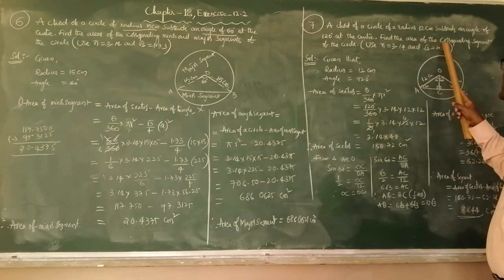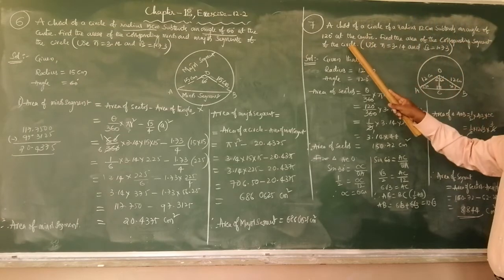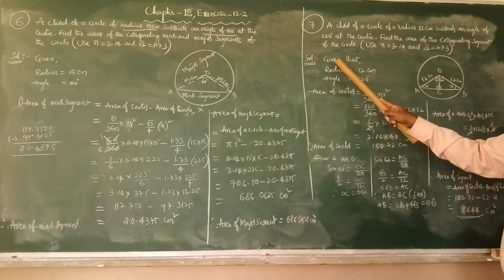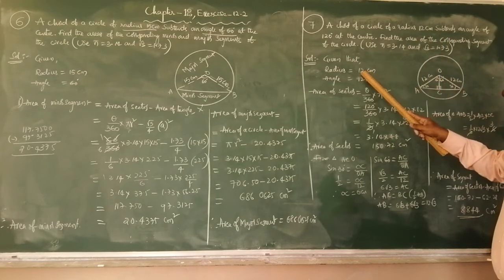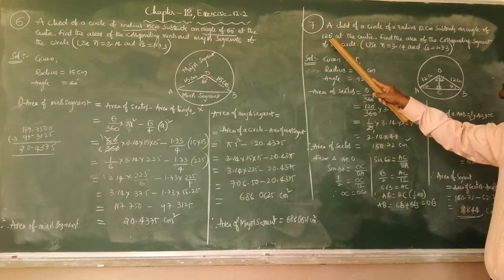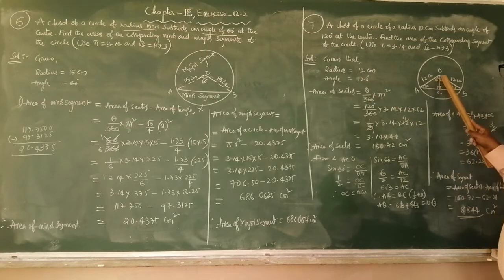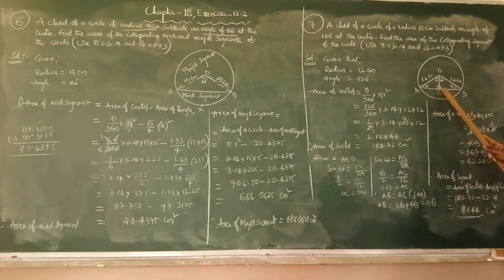Find the area of the corresponding segment of the circle. Children, given that the radius is 12 centimeters and the angle subtended at the center is 120 degrees. AB is a chord. We are going to divide the 120 degrees in half, as OC is the bisector of AB. So 60, 60. Here two triangles are there.